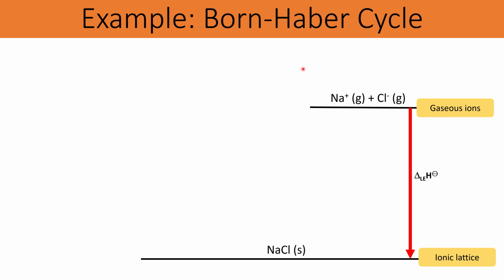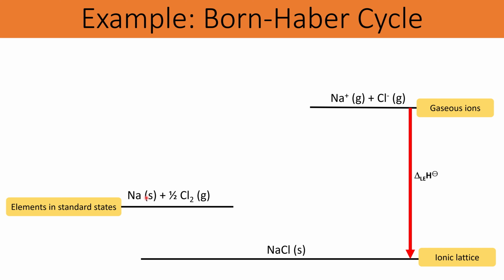Now, to begin with, when you're constructing a Born-Haber cycle, you put the gaseous ions in and you put the solid ionic compound in. And then what we're going to do is add the elements in their standard states and say that this difference here between the elements in their standard states and the solid ionic compound is equal to the enthalpy change of formation. So sodium is a solid in its standard state and chlorine is a gas in its standard state, and it exists as Cl2. So now what we need to do is work out a pathway going from these elements in their standard states all the way up to the gaseous ions over here.